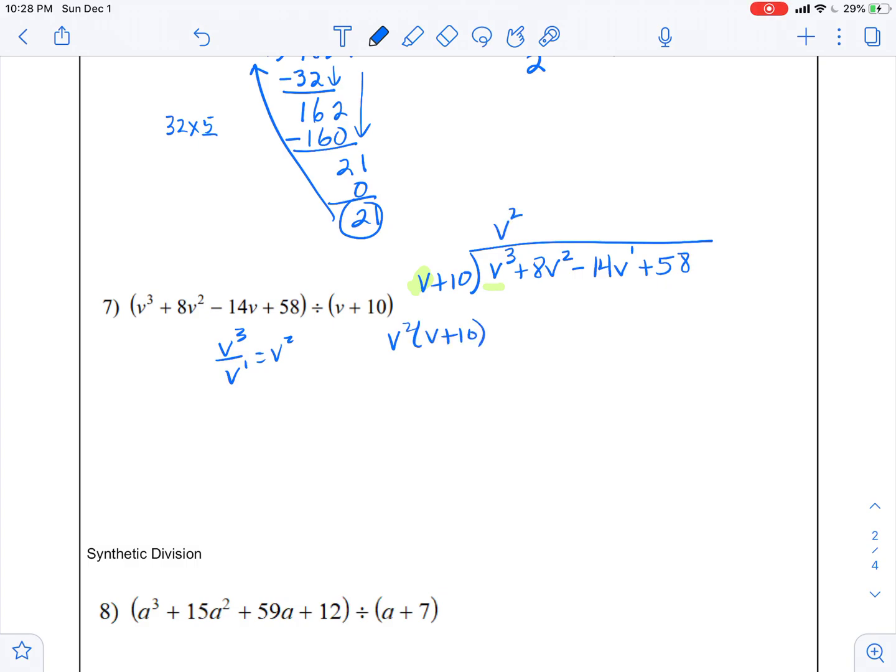So I need to take v squared, that's what I'm going to put here, times v plus 10. Okay, see what I just did there? Let me slide that over just a hair. I didn't put it with enough room. So over here, I'm going to take v squared times v plus 10.